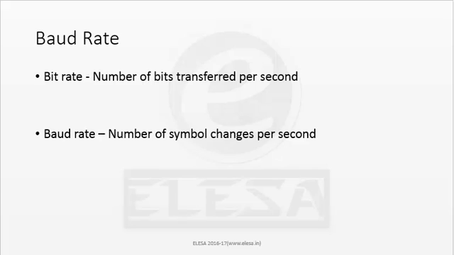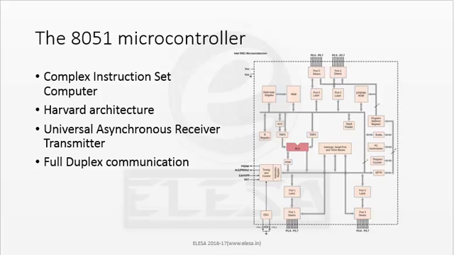So let's plunge into the most versatile IC, that is the 8051 microcontroller. The 8051 microcontroller is an 8-bit controller working as a CISC, that is complex instruction set computer, with 111 instructions. It has a Harvard architecture, which means that there are different memories for storing code and data.